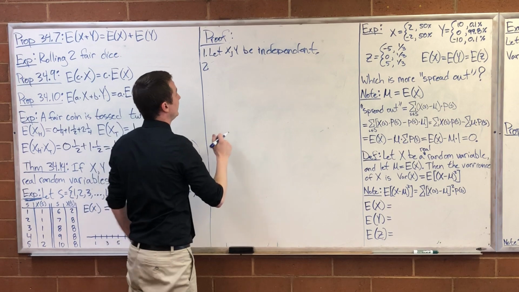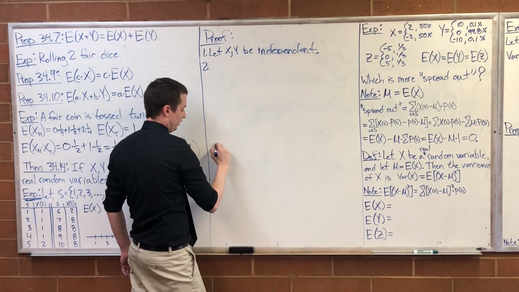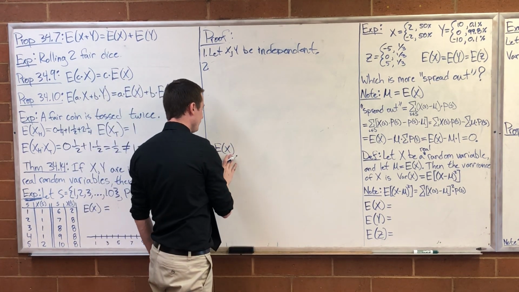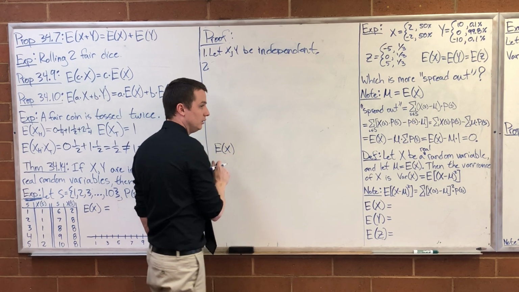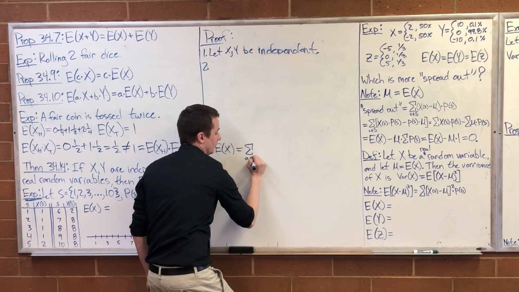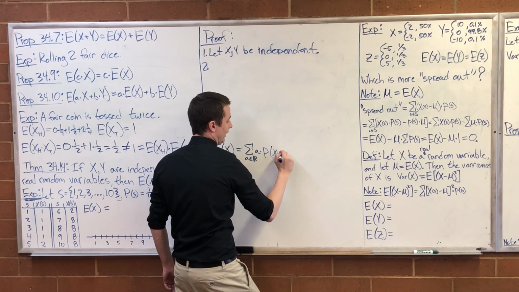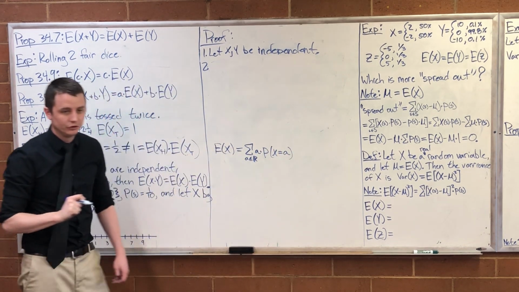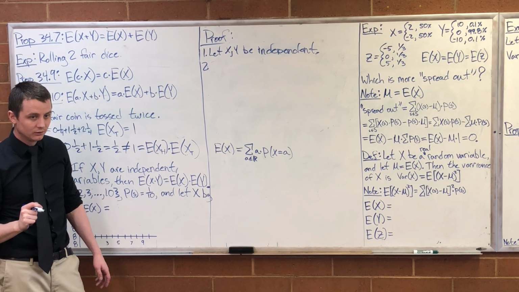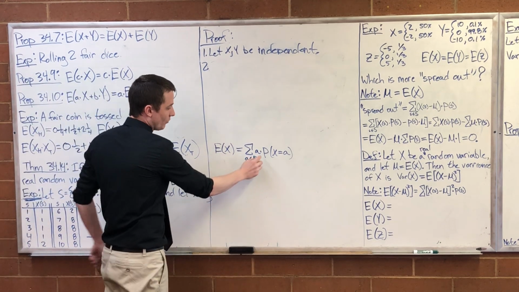So, recap. We also had a second way of calculating an expected value. Another way that we can calculate the expected value of X is equal to the sum for all A in the real numbers of A times the probability that X is equal to A. You remember that theorem? You remember what that's saying? Okay, so let's go over what it's saying.